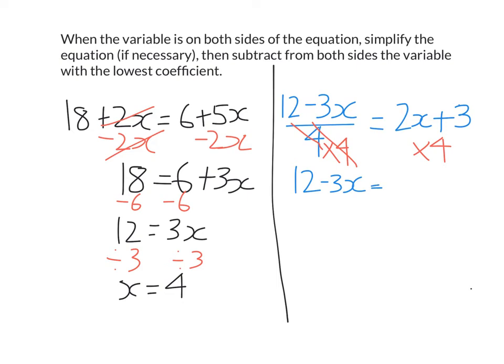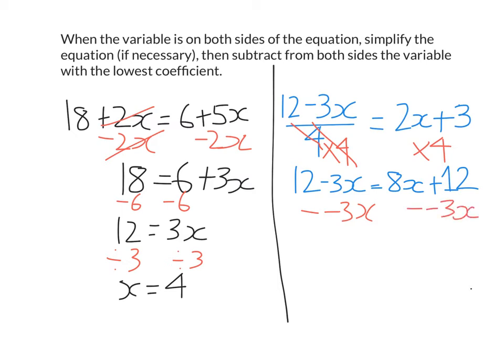On the right-hand side, if I'm timesing this by 4, I have to times everything by 4. So I have to times the 2x by 4 and the 3 by 4. So now this equation looks like the one I did over there. What I'm going to do is subtract the x with the lowest coefficient. Now, the x with the lowest coefficient here is this one. Its coefficient is not 3, it's negative 3. So I can't subtract 3x. I'm going to subtract negative 3x from both sides.